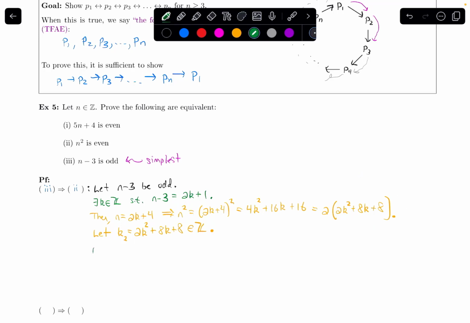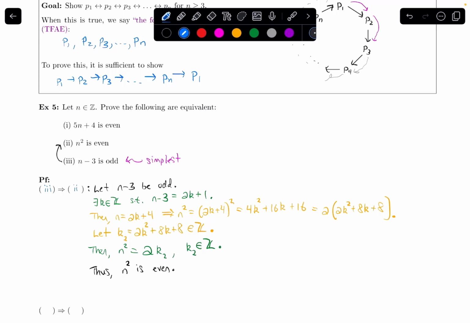So then n squared is equal to 2 times the thing in the parentheses, which we just called k2, where k2 itself is an integer. But that's the definition of what it means for this thing to be even. It's 2 times an integer. So thus we can say n squared is even. Okay, so we've just proved that 3 implies 2. So let's keep this going.